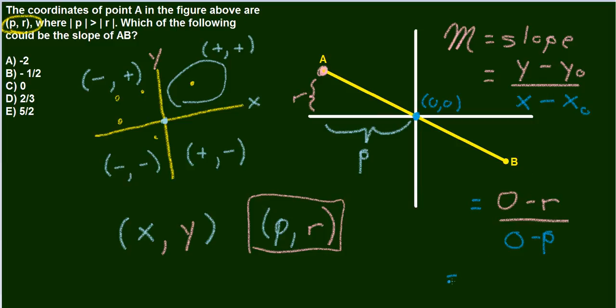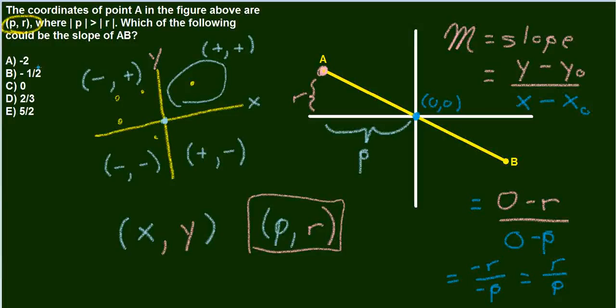Alright, so we can simplify that into just negative r over negative p. Simplify it even further into just r over p. That works out for us, right? Except none of these are r over p, because they're asking which of the following could be the slope. So we have to see which of them fit all the parameters we've set. So we know we're dealing with r over p, right? What else do we know? We also know that p is going to be greater than r.